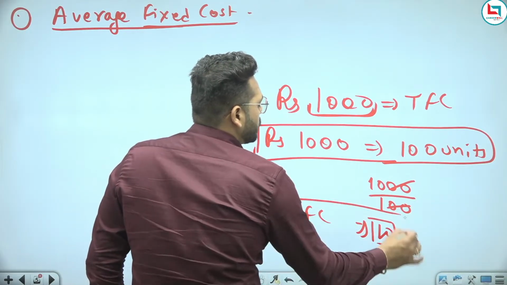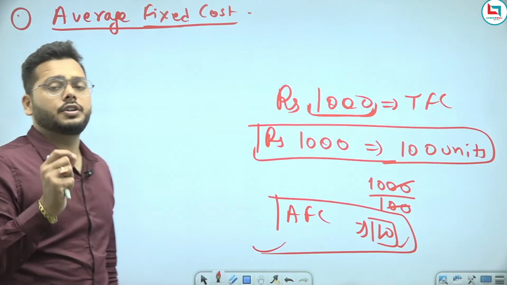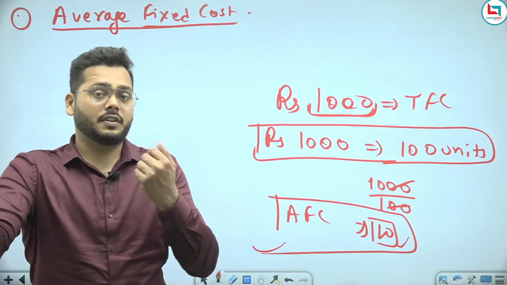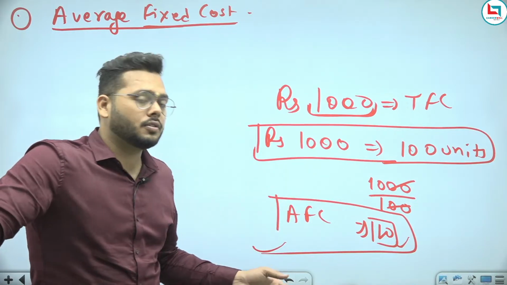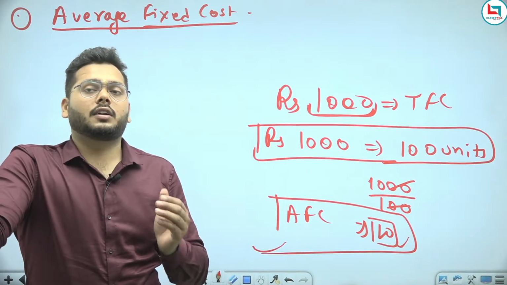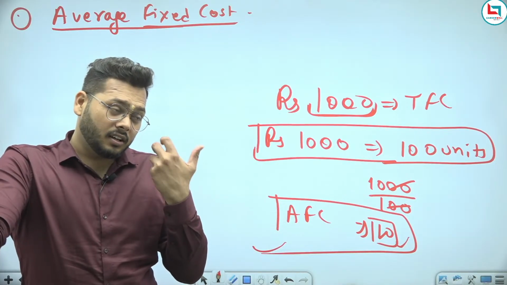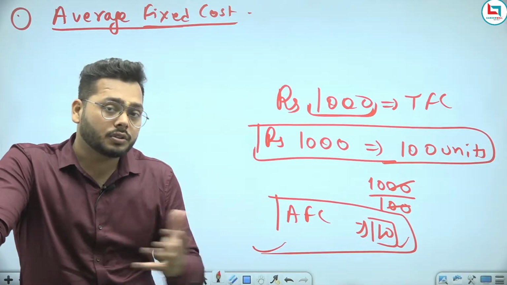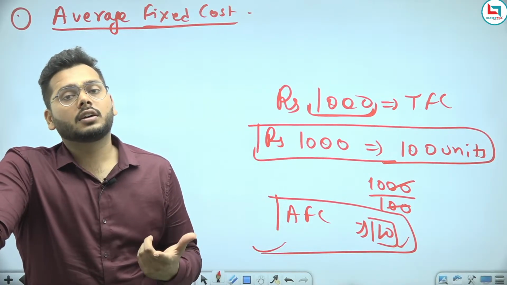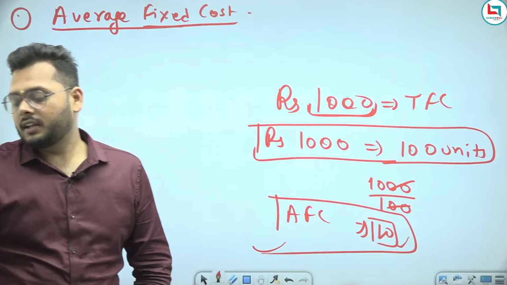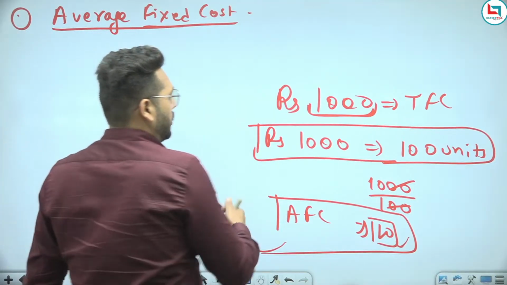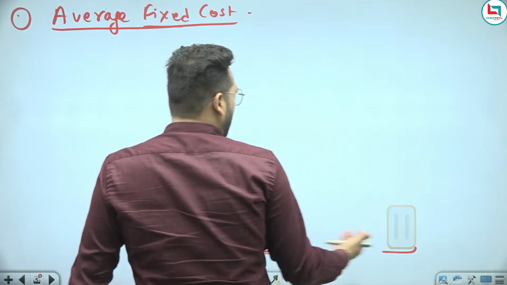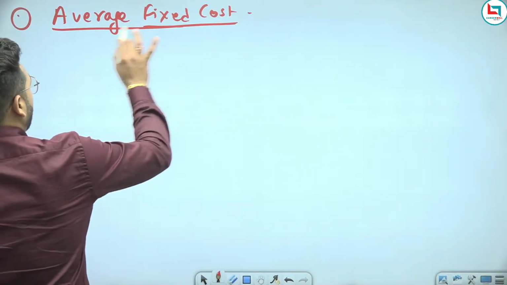Whatever the cost incurred, that is AFC. If you are finding the fixed cost of one unit, that is average fixed cost. If you are finding the variable cost of one unit, that is average variable cost. If you are finding the total cost of one unit, that is average cost, right? So this is all about average fixed cost. Hope you have understood. Now I can conclude one thing, that average fixed cost means what?